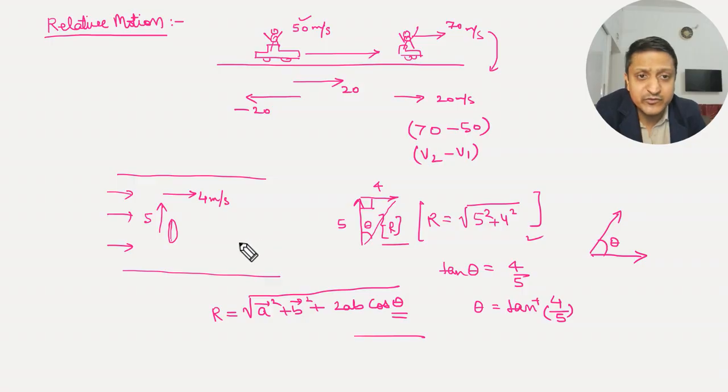Whenever there is a question on relative motion, you have to think like this. In 1D, you can directly subtract the velocities. For 2D, you have to use some vector formulas. So this is all about kinematics.